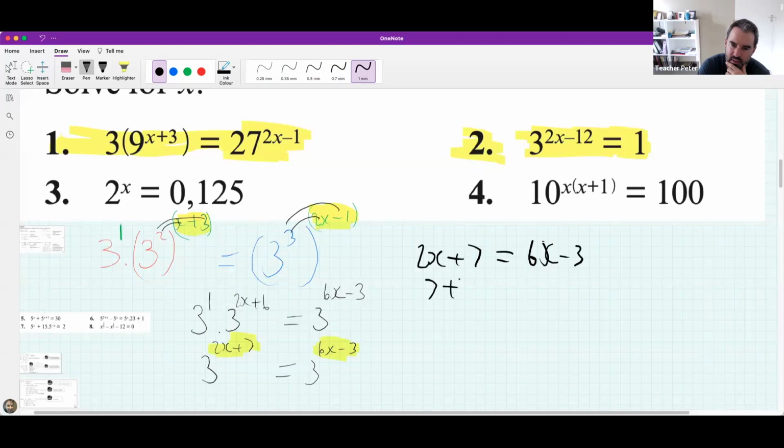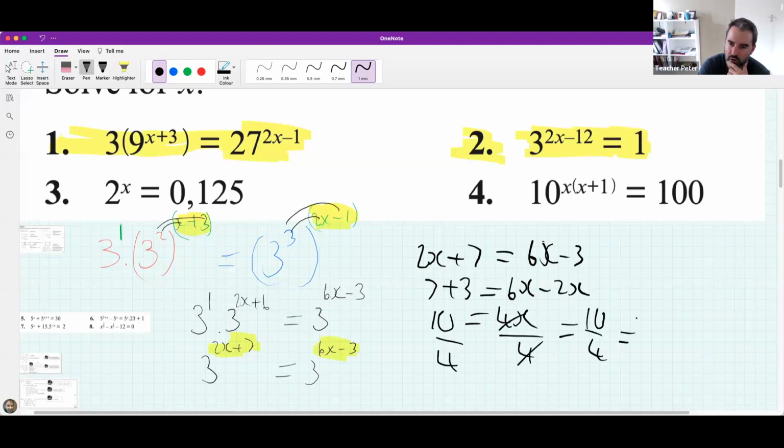If I bring that across to the other side, I get 6x minus 2x. So I get 10 equals 4x. I divide both sides by 4, and I get x is 10 over 4, or 2.5. So far two, I agree.